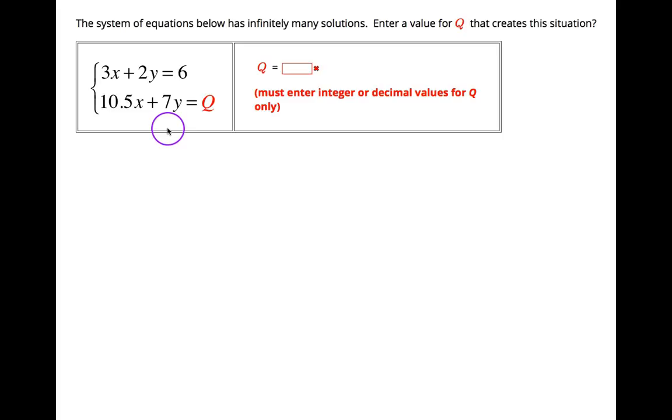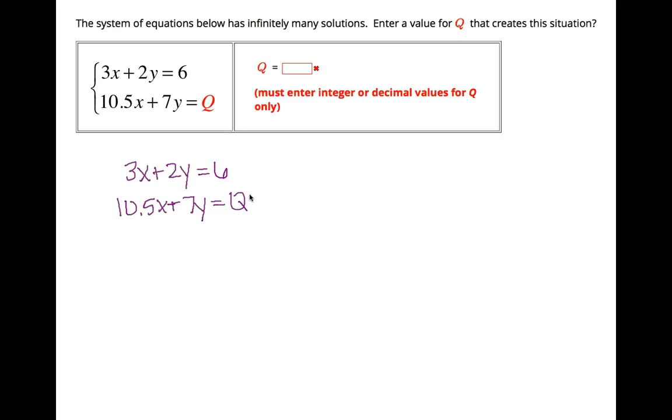So in that case, we're going to go ahead and try to set up this system to be solved to figure out what the value of Q needs to be in order for it to lead to infinitely many solutions. So let's just go ahead and solve. We have 3x plus 2y equals 6, and we have 10.5x plus 7y equals Q.